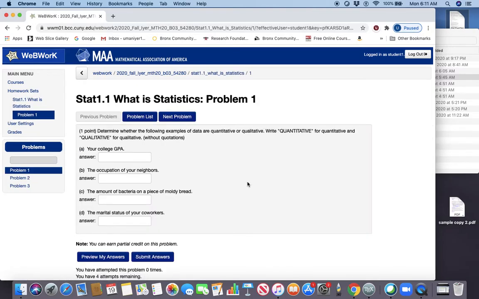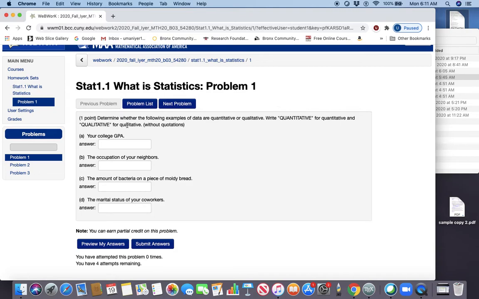Now, quantitative or qualitative: your college GPA. Is it a quantity, that is, does it make sense to average it over semesters and so on and so forth? I would say yes, quantitative.